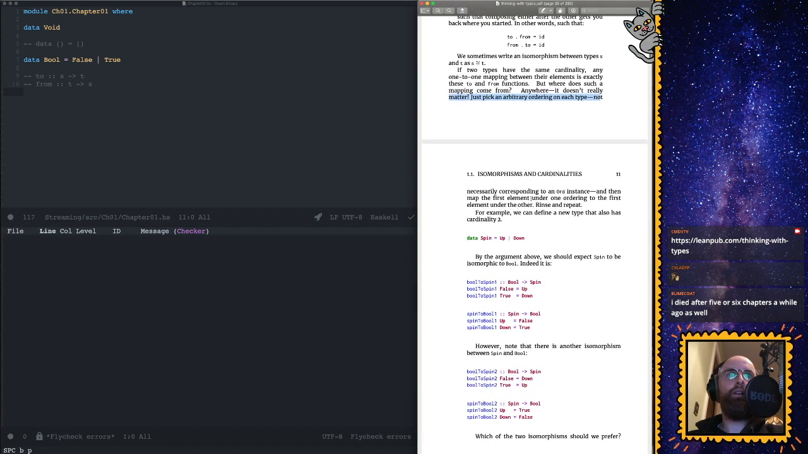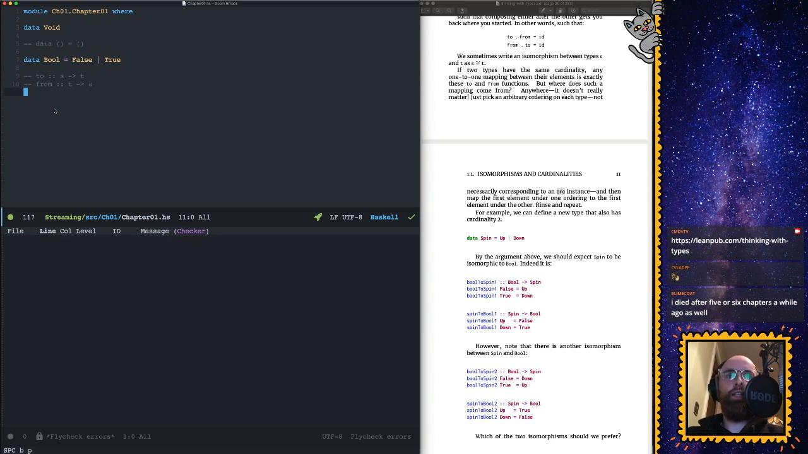Okay, so ordering doesn't necessarily correspond to the original instance. And then map the first element under one ordering to the first element under the other. Rinse and repeat. Okay, let's see how this works then.